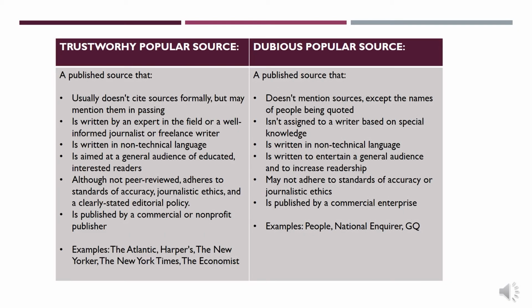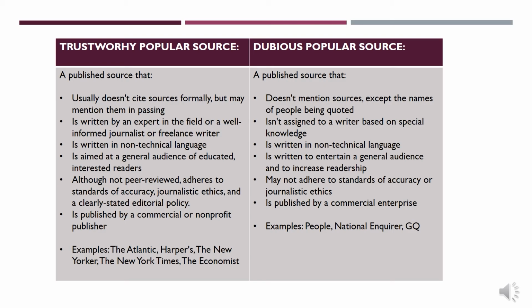A trustworthy popular source is a published source that usually doesn't cite sources formally but may mention them in passing, is written by an expert in the field or a well-informed journalist or freelance writer. It's written in non-technical language. It's aimed at a general audience of educated, interested readers. Although not peer-reviewed, it adheres to standards of accuracy, journalistic ethics, and a clearly stated editorial policy. It's published by a commercial or non-profit publisher. Examples include The Atlantic, The New Yorker, The New York Times, and The Economist.